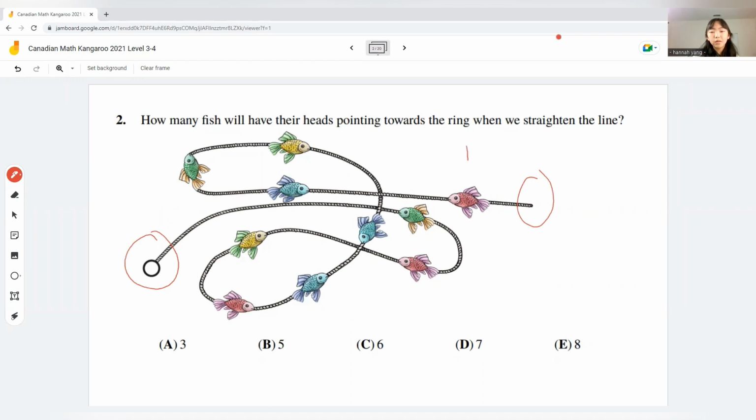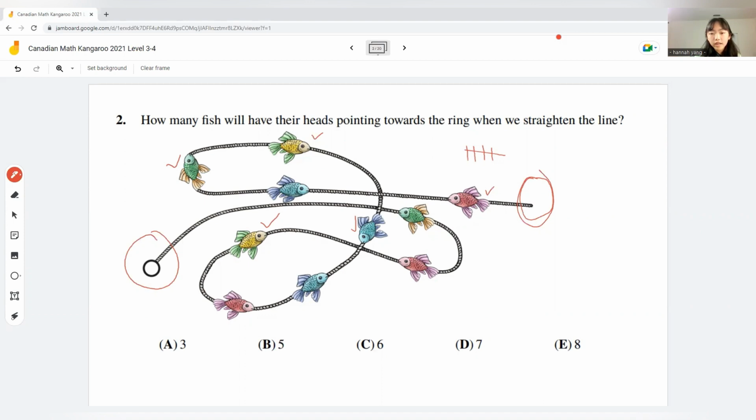So, for example, this fish is pointing away from it. This fish is also pointing away from it. And so is this one. So that brings our count up to 3. If we look here, this fish is also pointing away, but these 2 fish aren't, because if you actually trace their path, they're looking towards the side without the ring. So they wouldn't count. But this fish is looking towards the side with the ring. And this fish is not.